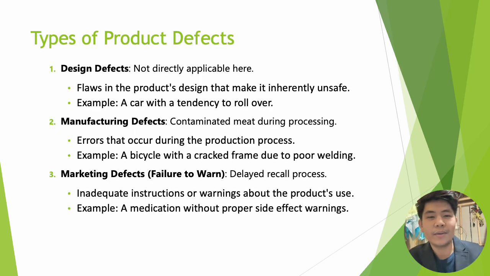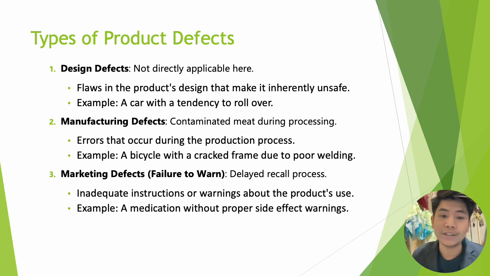Now, let's talk about the types of product defects that can lead to liability claims. So there are three main categories. First is design defects. So these are flaws in the product's design that make it inherently unsafe. So an example would be a car with a tendency to roll over. In the Excel Foods case, this wasn't directly applicable.